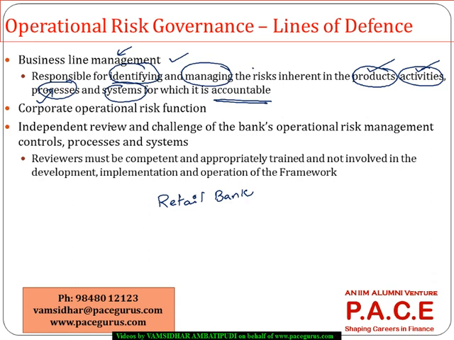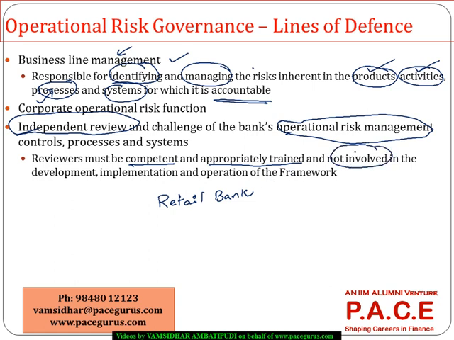Then the third important line is independent review. Get the processes and activities audited by an independent team, and challenge the bank's operational risk management controls, processes and systems. Whosoever are the reviewers or the auditors, they should be competent enough, they should be appropriately trained, and most important, they should not be involved in the development, implementation or operation of the framework. They are more or less independent parties. Either you can get it done internal to your organization or external to your organization, but they should be very good at identifying the weaknesses and exposing them. That will help in proper implementation of a risk management framework in the organization.